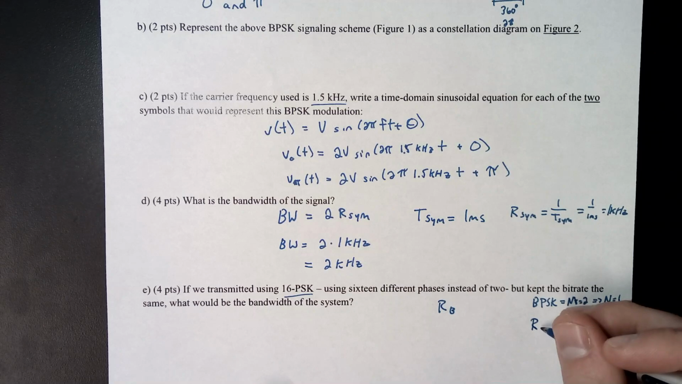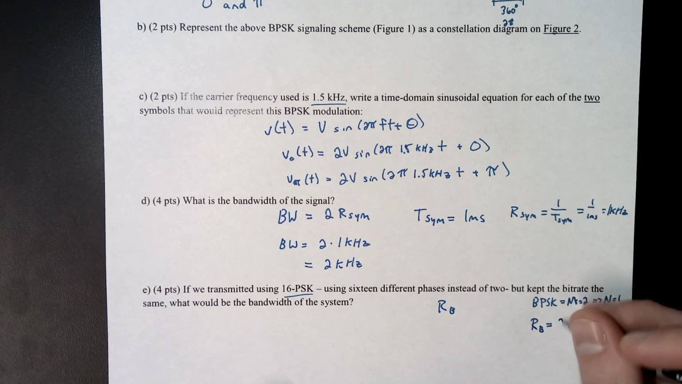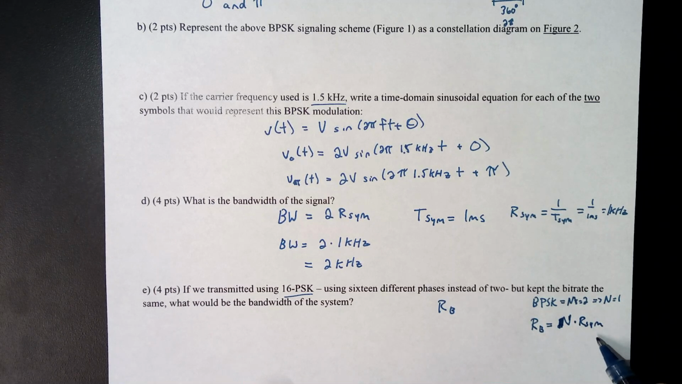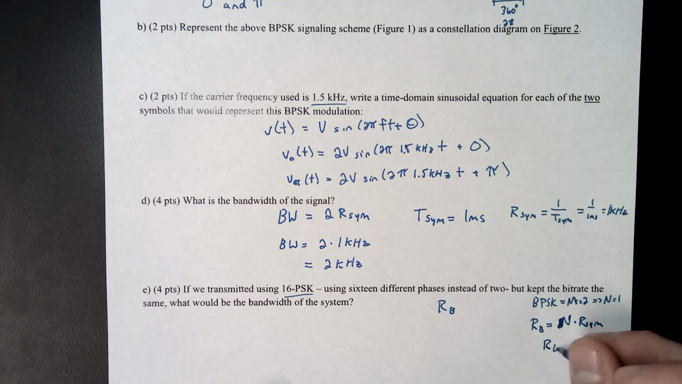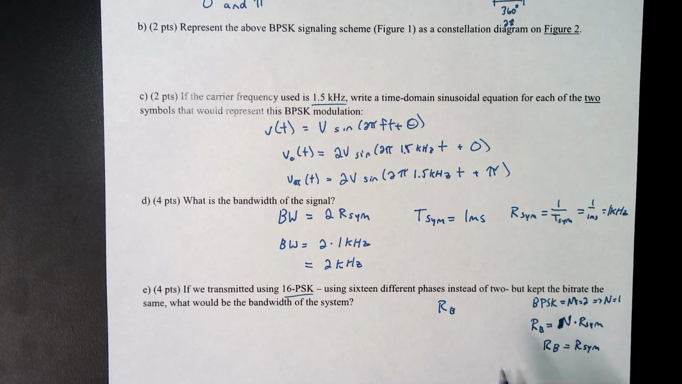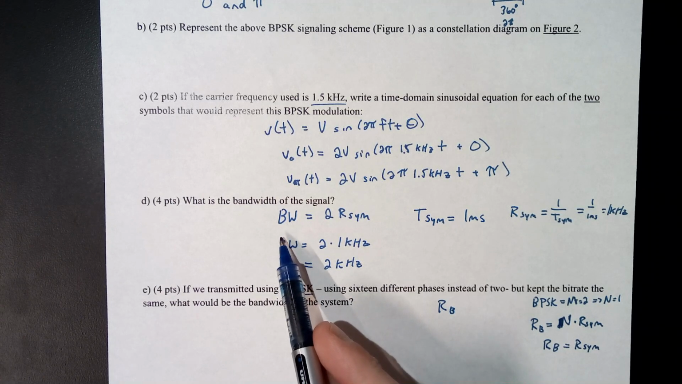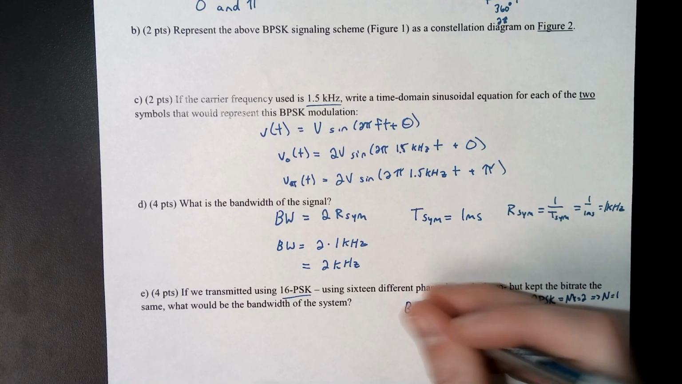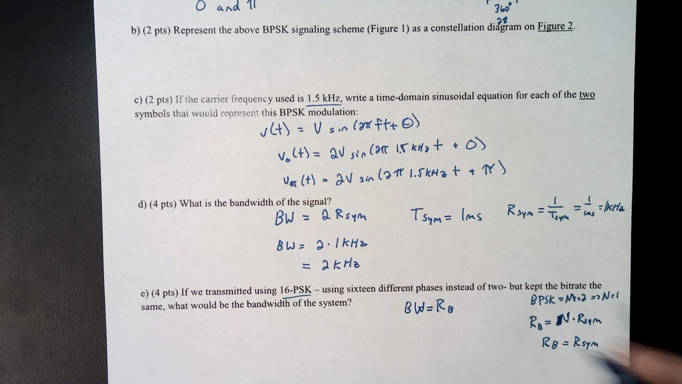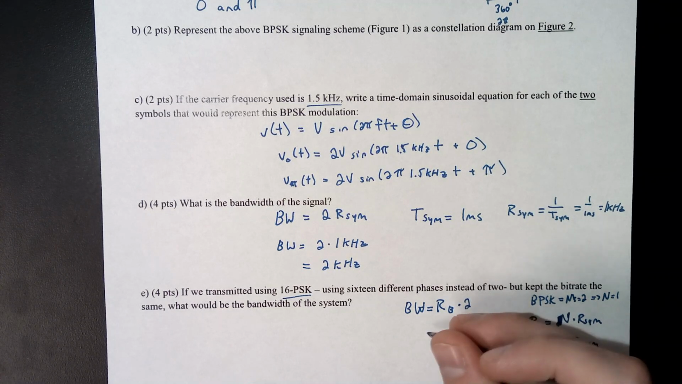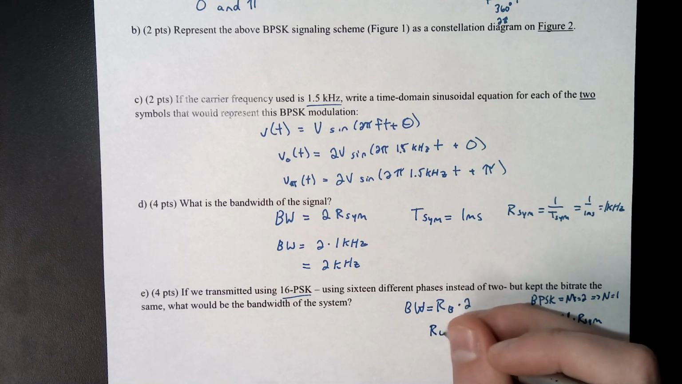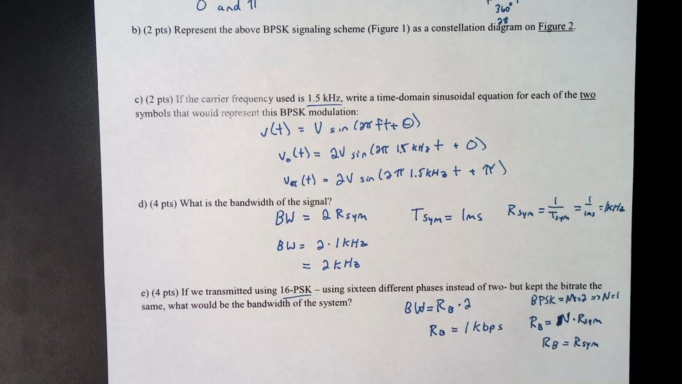And our bit rate, RB, is equal to our number of bits, N, times our R-sym. So however fast we're sending symbols times the number of bits per symbol, that's our bit rate. In this case, because N equals 1, our RB equals our R-sym. And to get that RB from the bandwidth, because our bandwidth is 2 R-sym, and because RB equals R-sym, this is going to be RB times 2, or 2 R-sym, substituting R-sym for RB. So if our bandwidth was 2 kilohertz, our bit rate RB is going to be 1 kilobit per second. We're converting between hertz, cycles per second, and bits per second here as well.